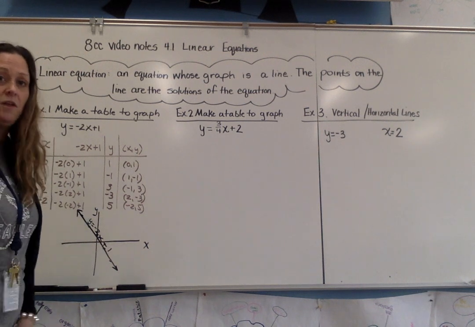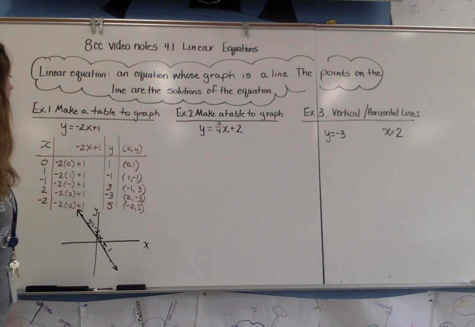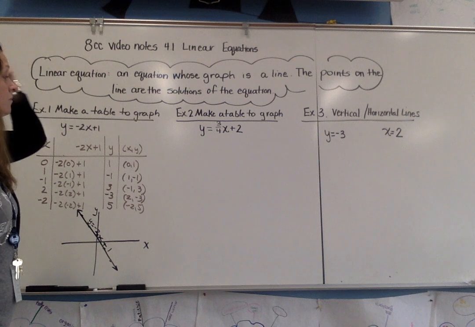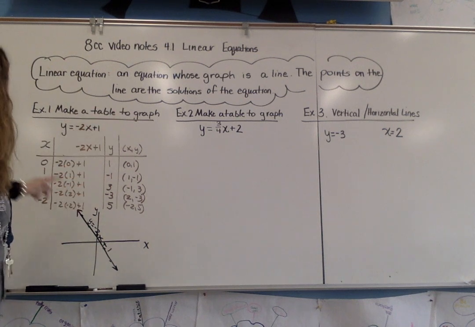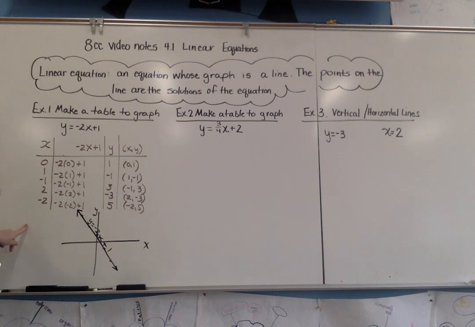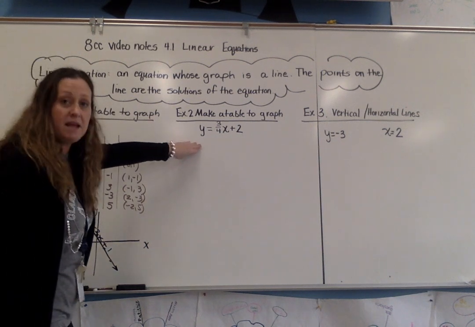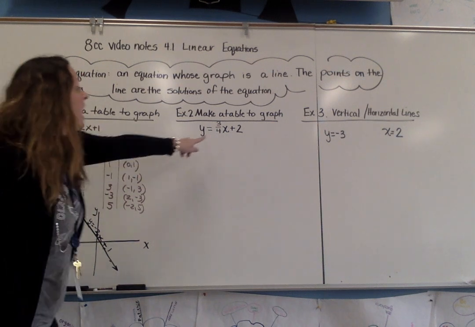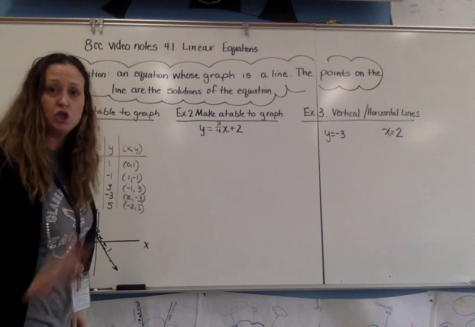We're going to do the same thing with example 2. Example 2 has a fraction in the equation. I picked these x values, 0, 1, negative 1, 2, and negative 2, because I only had whole numbers. It doesn't make sense for me to pick these same values because I don't want to graph a fraction. It's too hard.